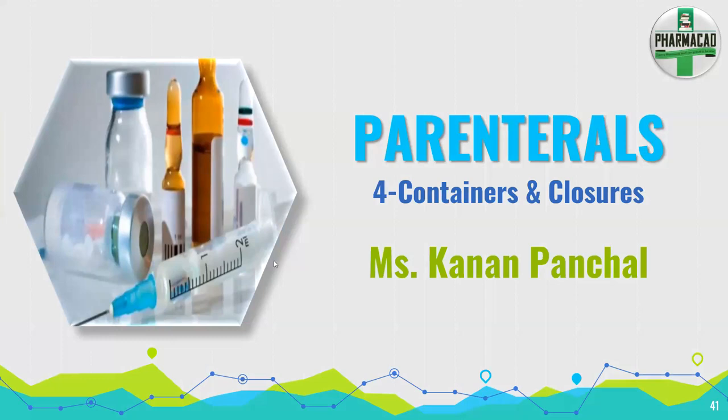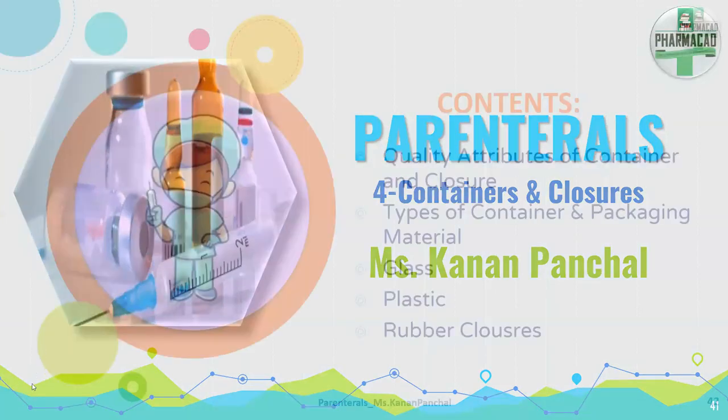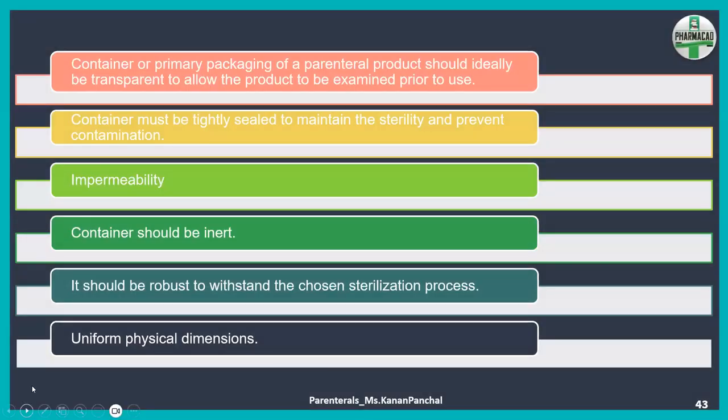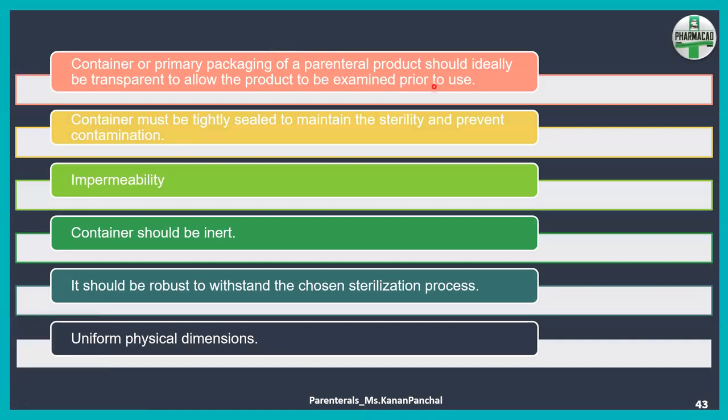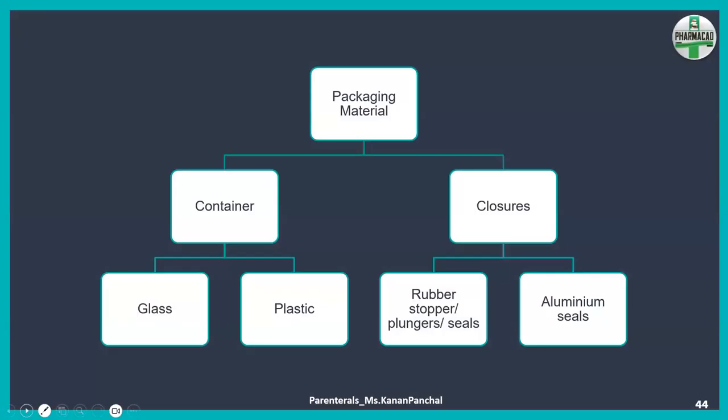Yes, ma'am. Okay. Fine. So there are different packagings which are used, all right? And these are some quality attributes of the packaging system. That is, it must be ideal, transparent, so that you can see the product. Seal integrity maintain honi chahiye to maintain sterility, impermeable, inert hona chahiye, shouldn't react with your formulation inside, should withstand the sterilization process, and it must have uniform physical dimensions which help them during the automated filling procedures.